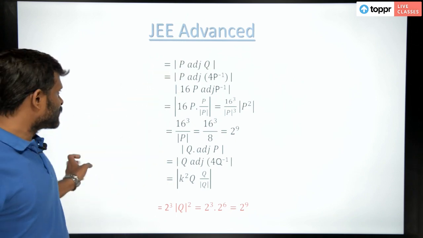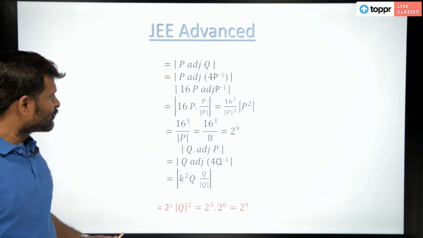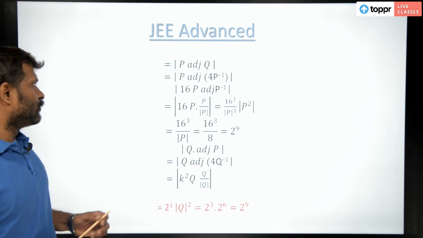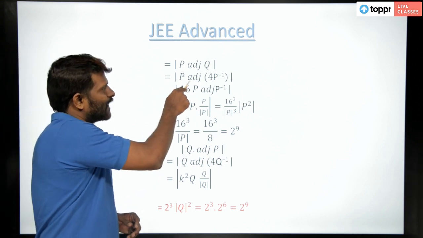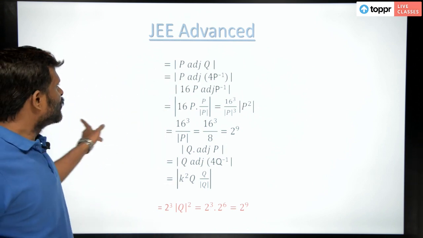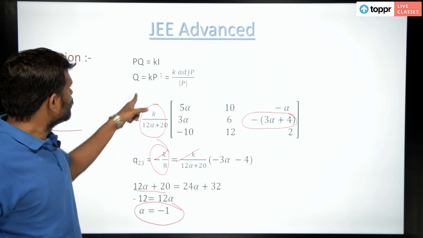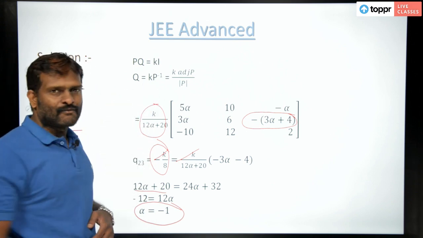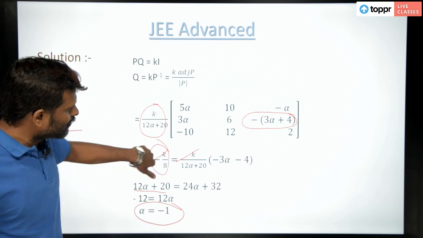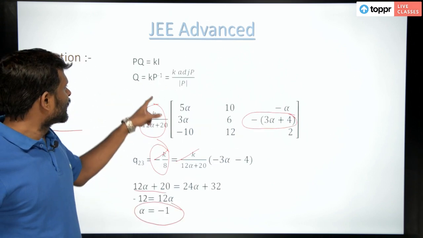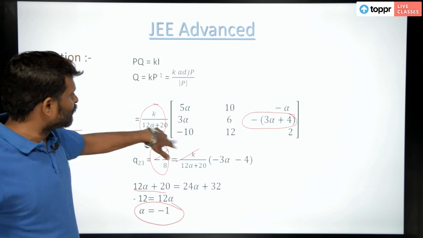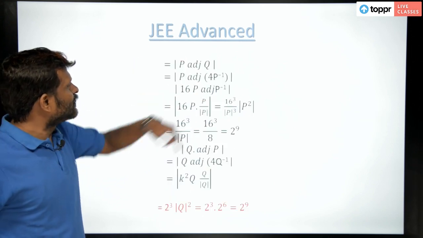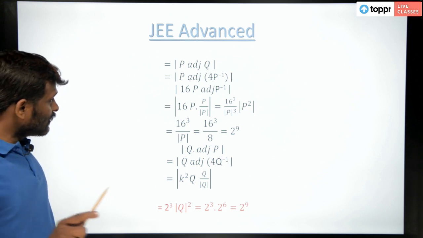So, determinant of P times adjoint Q. What is this determinant of P times adjoint Q? I am writing P times adjoint of Q. What is Q here? Q is nothing but K times P inverse. And what is the value of K we got? We got the value of K as 4. So, I can write this as 4 times P inverse.